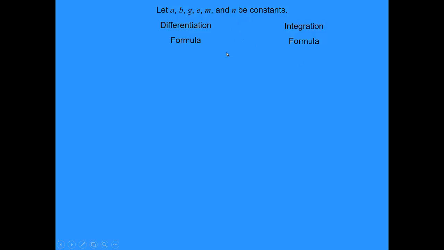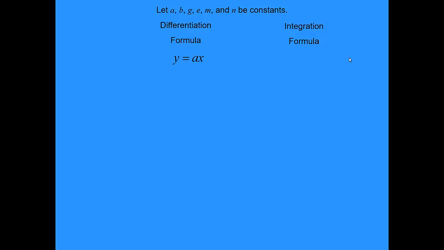So I'm going to write out the differentiation formula, the derivative formula, and then the integration formula, the integral formula, because they're related to one another. We're kind of doing the inverse thing. We're going down the graphs with derivatives and up the graphs with integration.